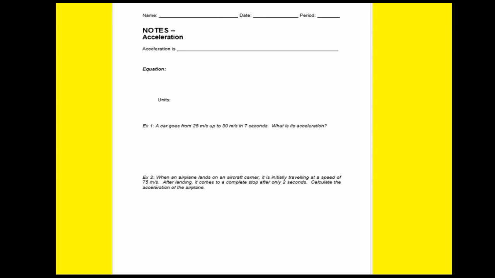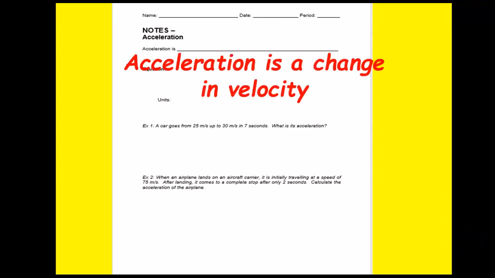So from your reading, and your notes from before, you should know what acceleration is. Acceleration is a change in velocity. So remember, what is velocity? Velocity is how fast an object is moving and in the direction that it's moving. So when there is a change in velocity, that means I'm speeding up, or I'm slowing down, or I'm changing direction. That means I have acceleration.